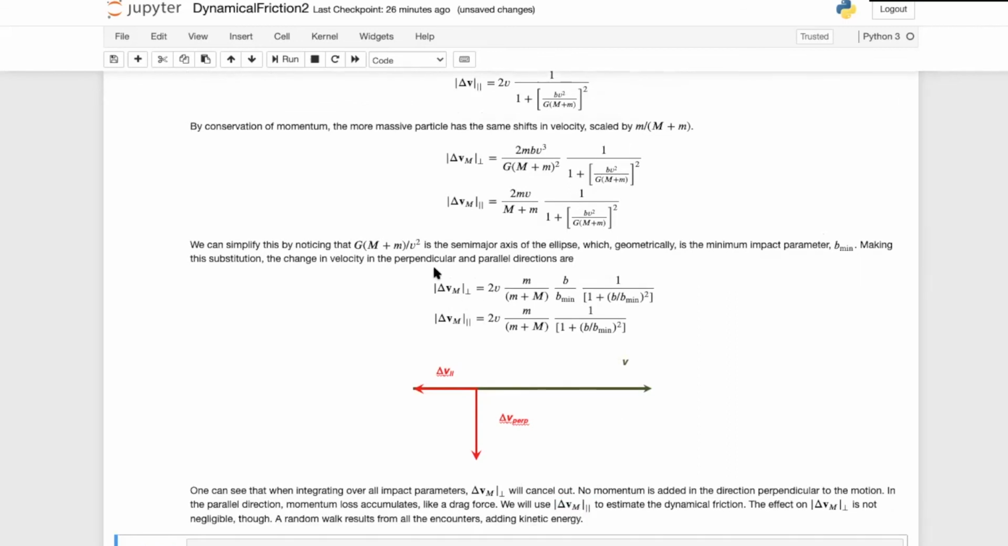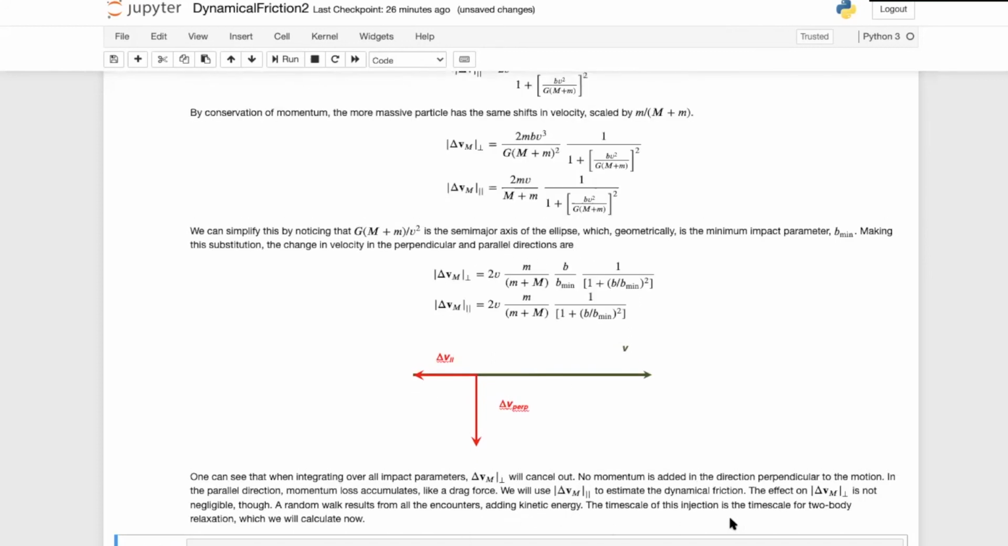Now, the effect on delta v perpendicular is not negligible, though. The momentum averages out, but there is a random walk that results from all of the encounters, and that adds kinetic energy. So the system is going to get dynamically excited. The time scale of this injection is the time scale for two-body relaxation, which we will calculate now in the next video.